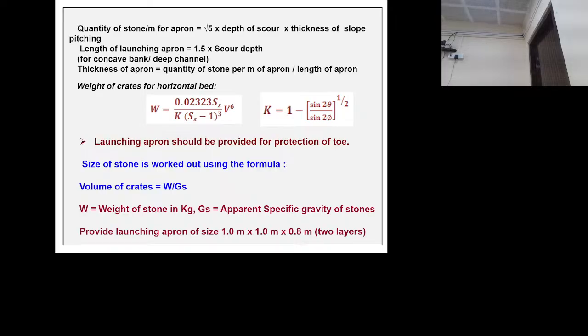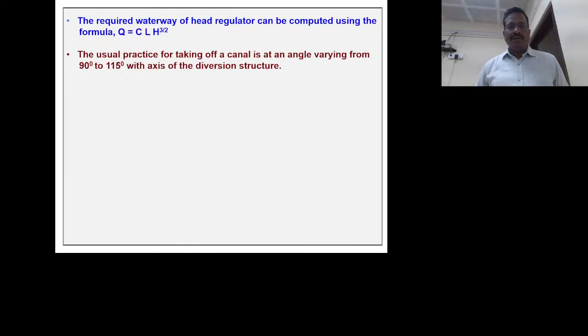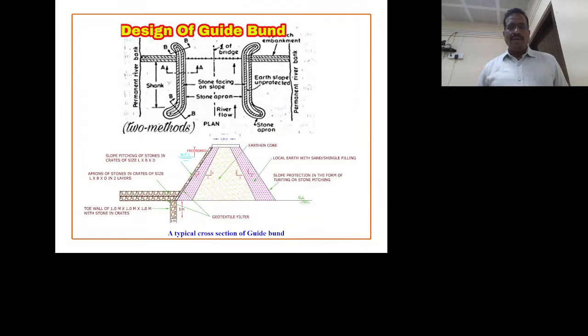The length of the launching apron should be 2.7 times the depth of cover. Generally, this equation is for a normal straight portion, but in a convex portion it will be 1.5 times the D max. So if we know the depth of cover, multiplying by 1.5 will give the length of the launching apron. Here you see, this is the length of the launching apron.